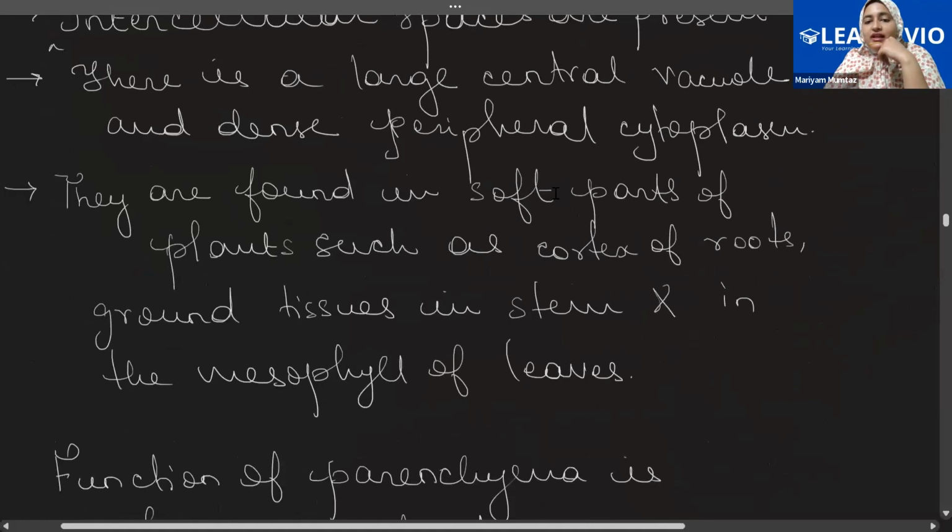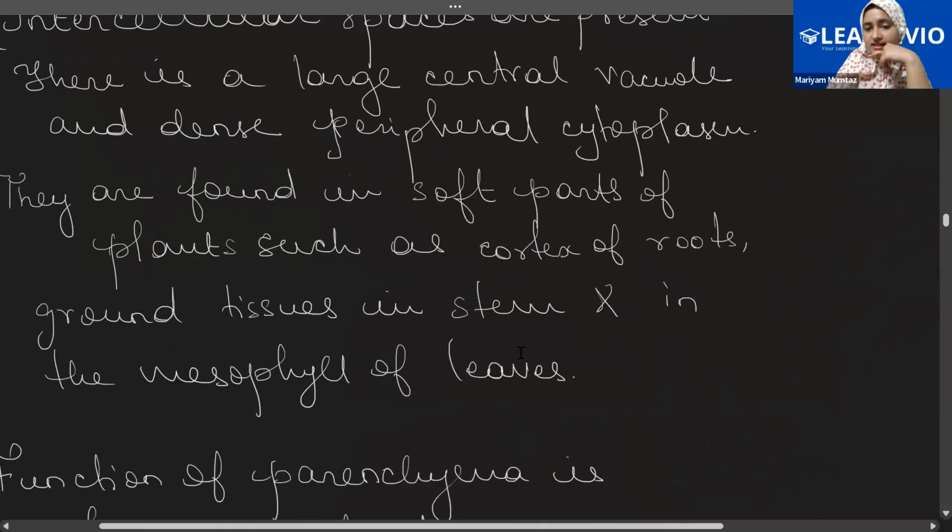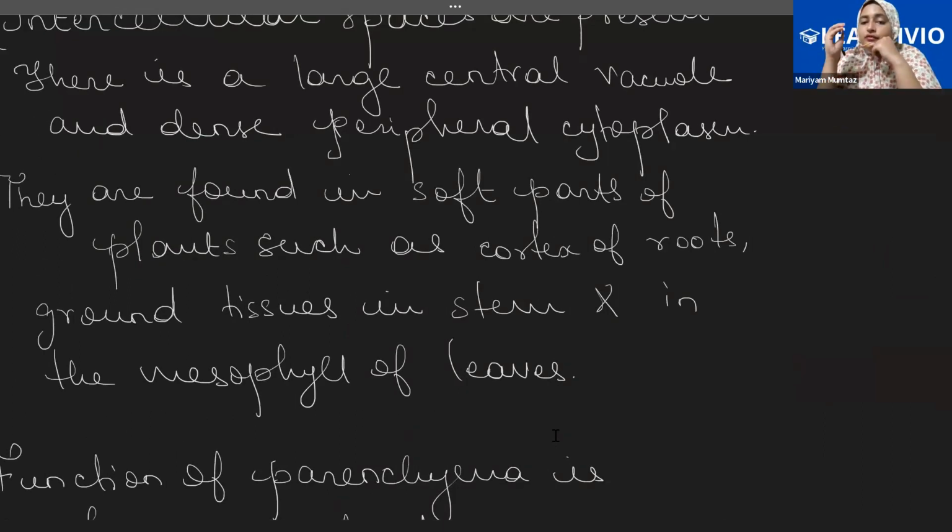Now, they are found in the soft parts of the plants, such as the cortex of the roots, the ground tissues in the stem, and in the mesophyll of the leaves. This is the location. Where would you find the parenchyma tissue? You will find it in the cortex of the root, in the ground tissues in the stem, and also in the mesophyll of the leaves.